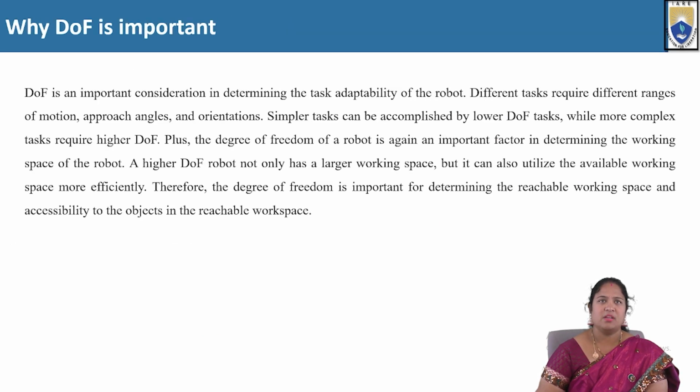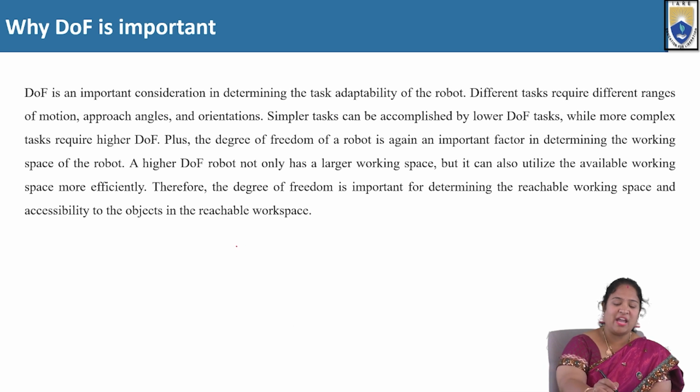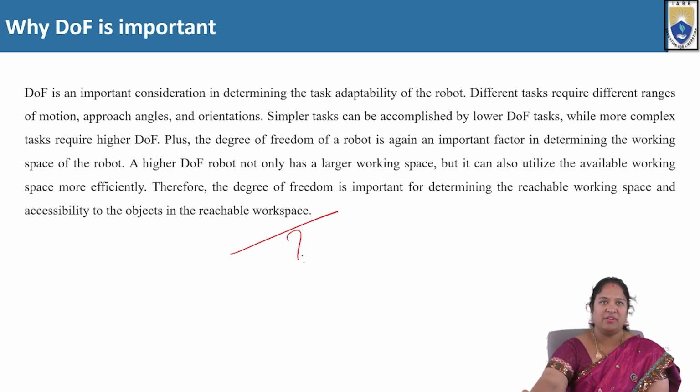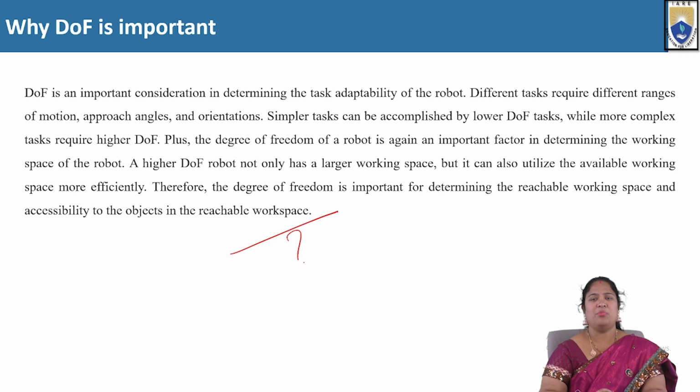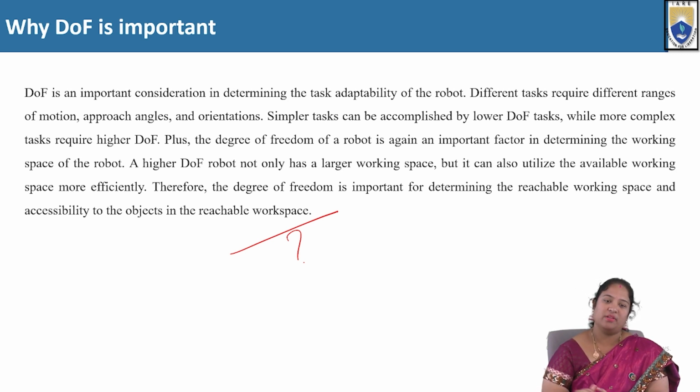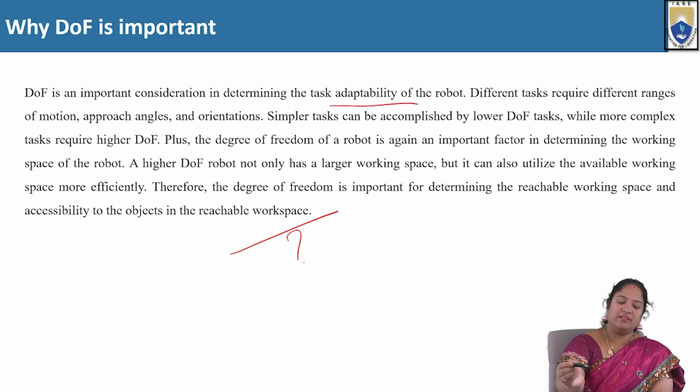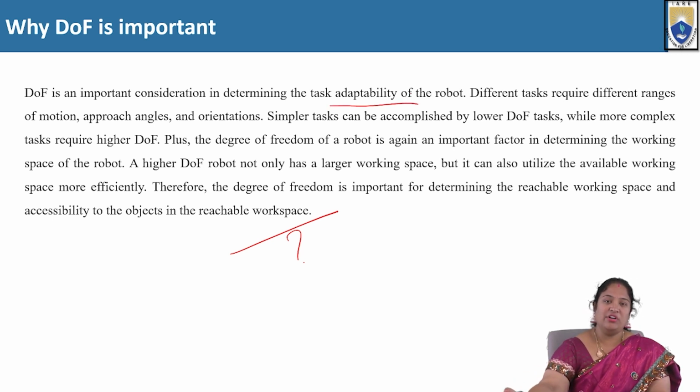Yeah. So why is degree of freedom important? We have discussed the degree of freedom and how we calculated it. But we have to know why this is important, right? What is the main importance of calculating the degree of freedom? The degree of freedom is an important consideration in determining the ability of the robot. In order to determine the ability of the robot, knowing the degree of freedom is very important. Right?